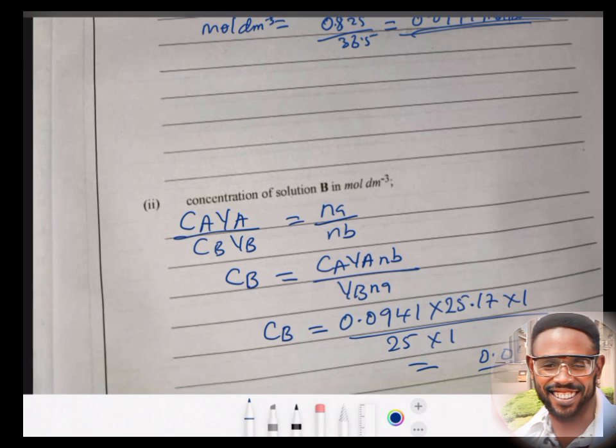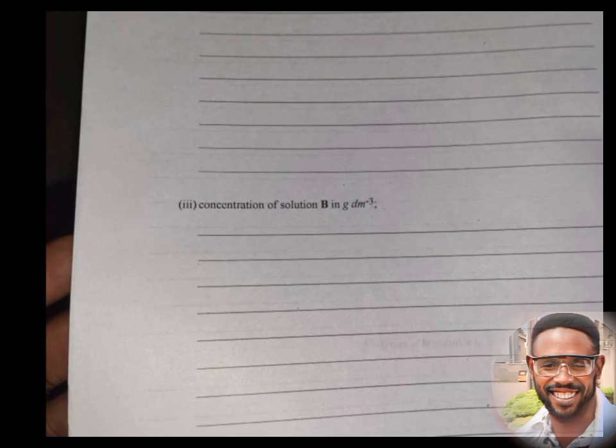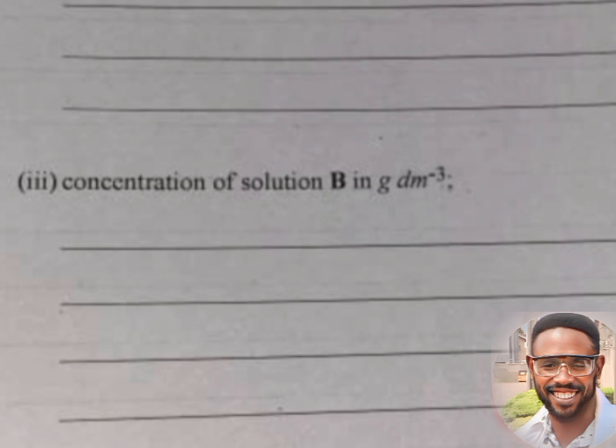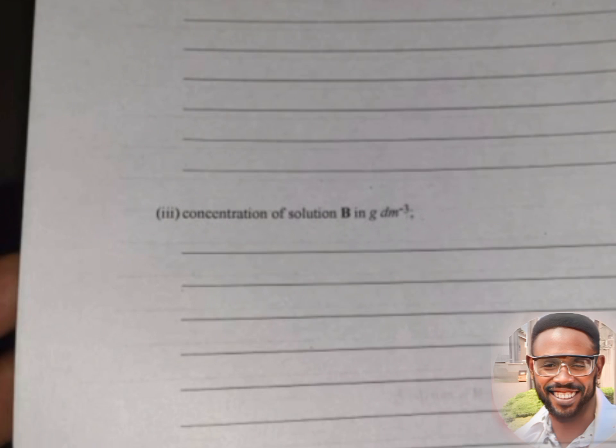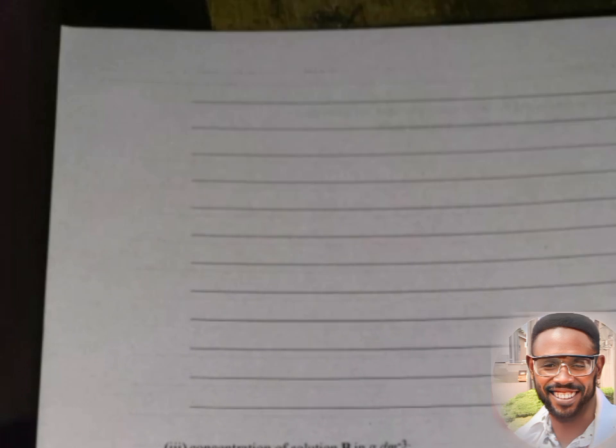Okay, we go to question II. It says concentration of solution B in gram per dm cube. We are now going to convert mole per dm cube to gram per dm cube.